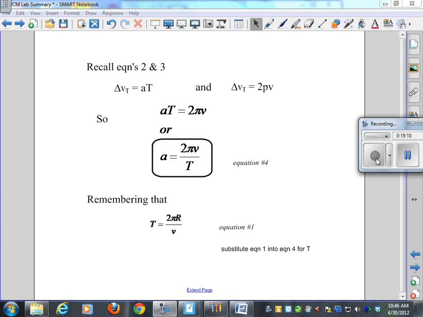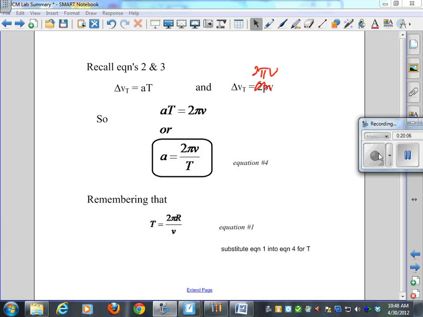Now's the point where we start putting things together. Recall equations 2 and 3, which were delta VT equals AT, and delta VT is equal to 2 pi V. Because they're both equal to delta VT, AT is equal to 2 pi V, which we can then rearrange, moving that t, to give us A equals 2 pi V over t. That's called number 4.